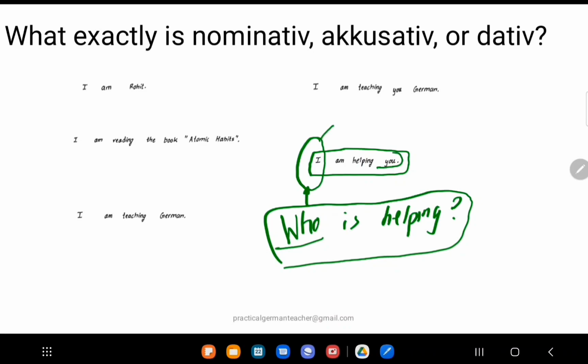Now what about this one? You cannot ask who, right? Who is helping? You will have to ask whom, right? So whom are you helping?